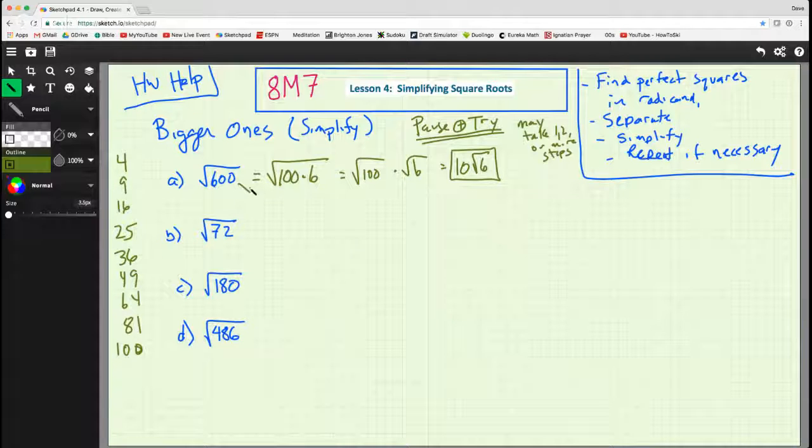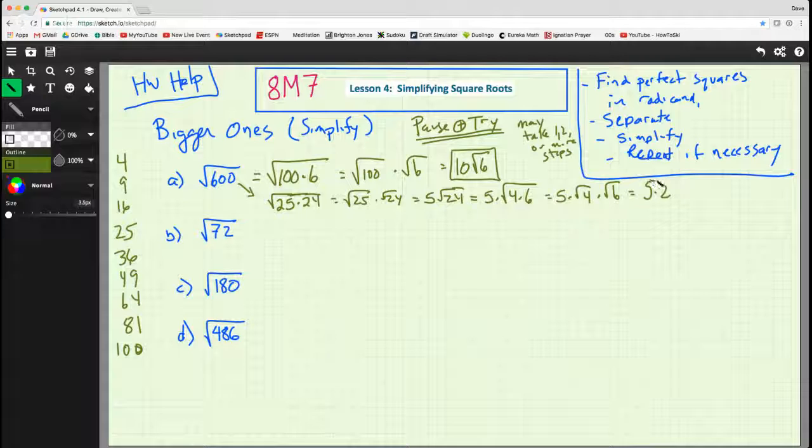Let me show you what would happen if you took out a 25. You could have said, well, that's equal to the square root of 25 times 24. Let's write it all out: square root of 25 times the square root of 24, and that would equal 5 root 24. The problem here is the square root of 24 has a perfect square inside it. So you'd end up with 5 times the square root of 4 times 6. That's equal to 5 times the square root of 4 times the square root of 6, which is equal to 5 times 2 times square root of 6, which is equal to 10 root 6. If you would have taken out a 4 first, you would have ended up in the same place, having to take out a square root of 25 later. But whatever, 10 square root of 6.